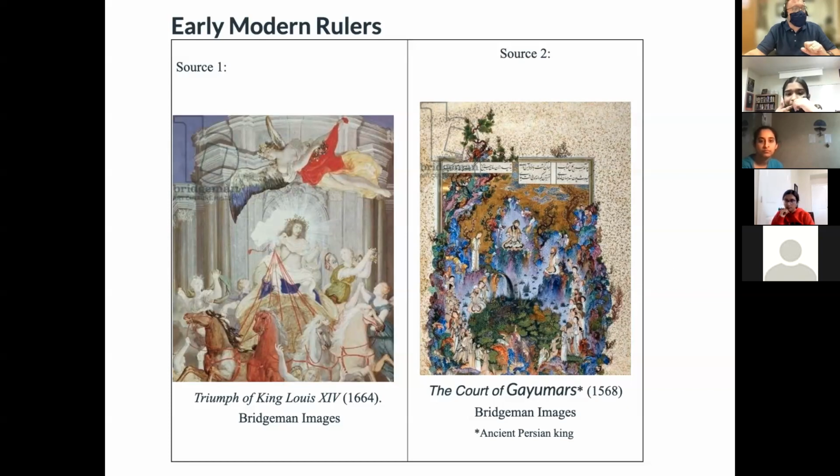Okay. So you have a monarch here using ancient mythology, a monarch here using ancient mythology, and then combining the influences of Greece and Rome and Christianity, combining the influences of ancient Persia, Islam, and neighboring China.